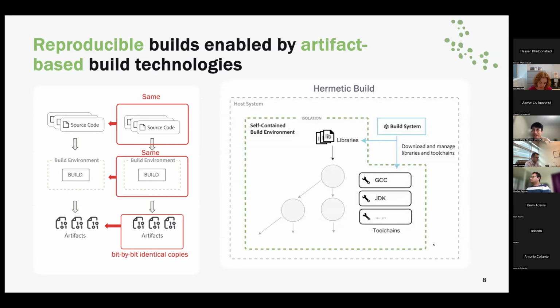So what is hermetic build? The idea is actually very simple. The build system provides a self-contained build environment and performs the build within the build environment.